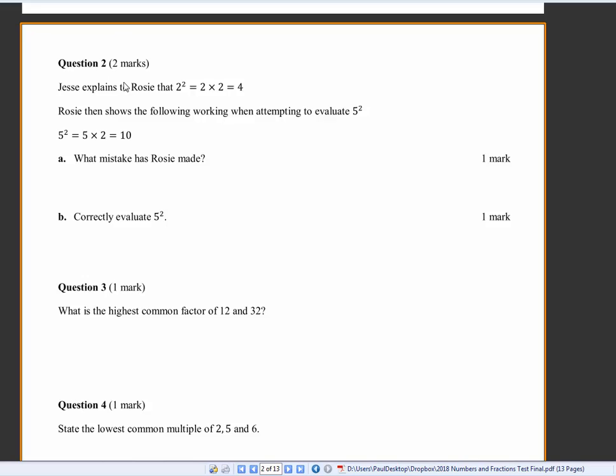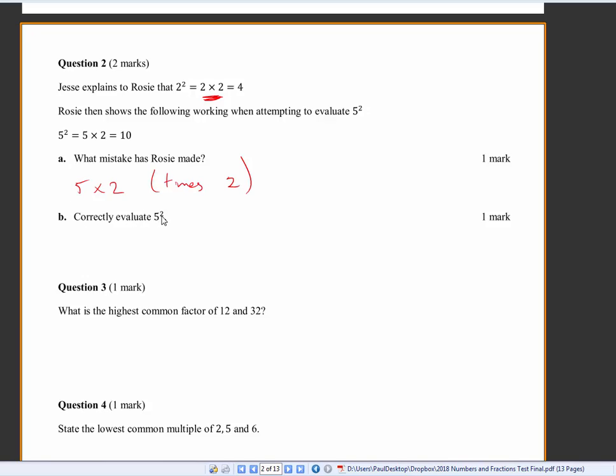Alright, so Jessie explains to Rosie that 2 squared is the same as 2 times 2, which is 4. So, what's wrong with that? Well, it's kind of true in a way, what he said. Rosie then shows the following working when attempting to evaluate 5 to the power of 2. She's said that that's 5 times 2, because that's what Jessie explained. So the mistake that Rosie's made is she's assumed that the question is 5 times 2. So some sort of articulation of times 2 is the issue there.